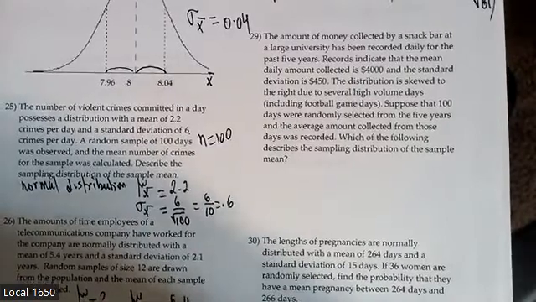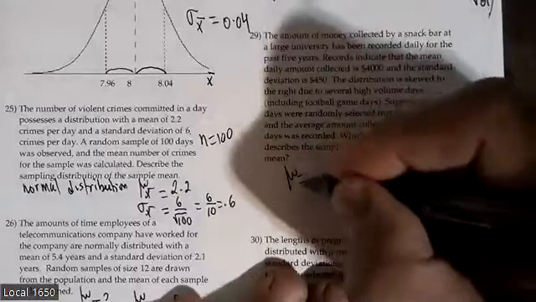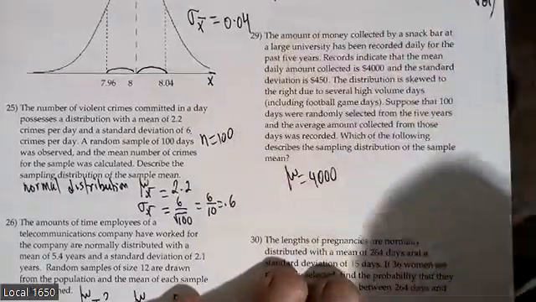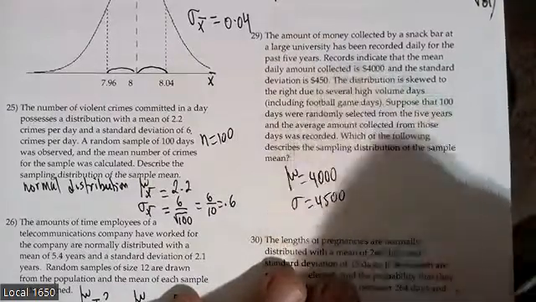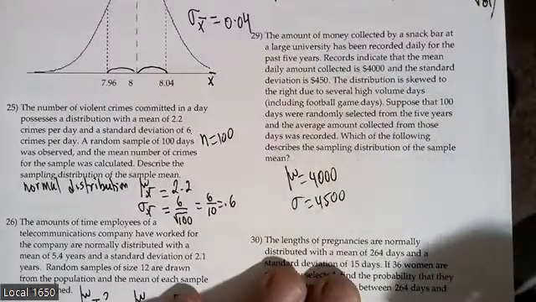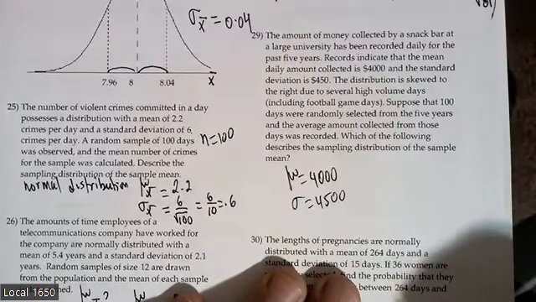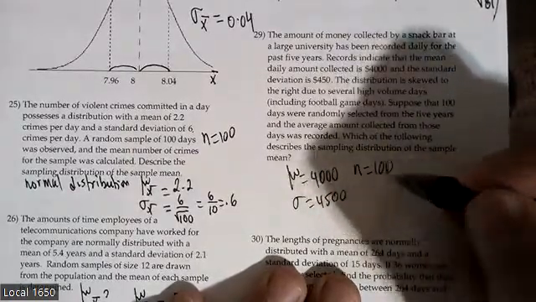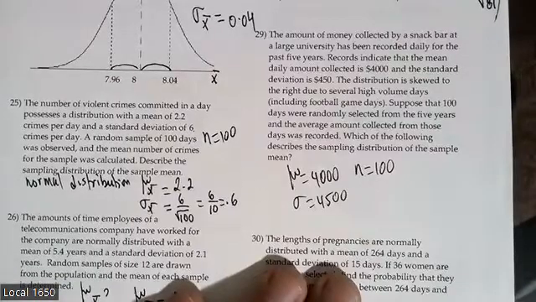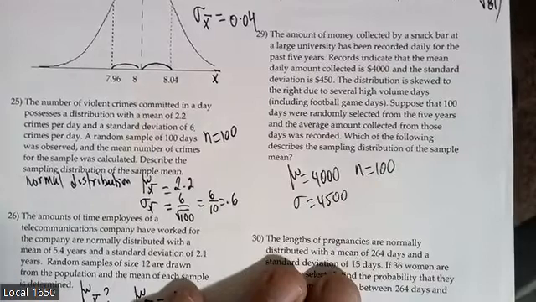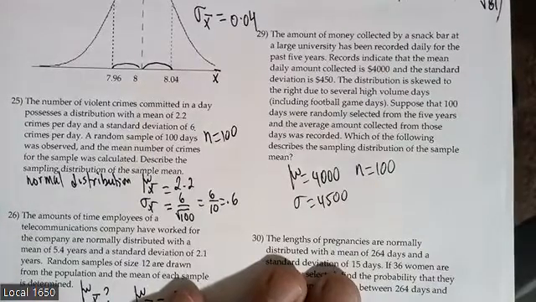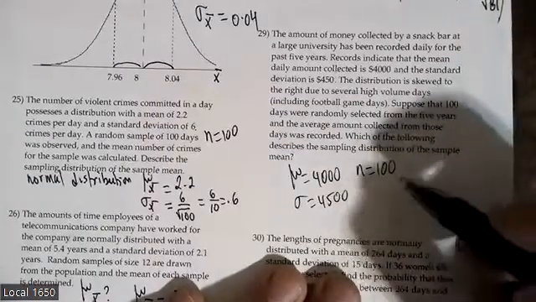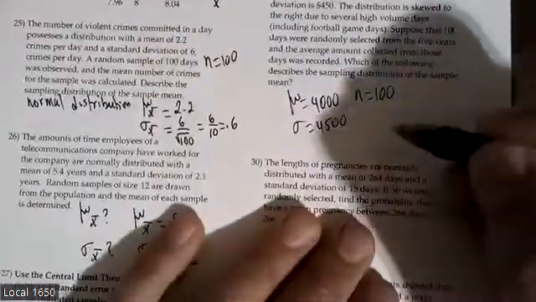The amount of money collected by a snack bar at a large university has been recorded daily for the past 5 years. Records indicate that the mean daily amount collected is 4,000, with a standard deviation of 4,500. The distribution is skewed to the right due to several high volume days, including football game days. Suppose that 100 days were randomly selected, so N is 100. It's not a probability question, it just wants you to describe how the sampling distribution would look. Which of the following describe the sampling distribution? Probably there were choices here, but I removed them. But look, this is how it will look.